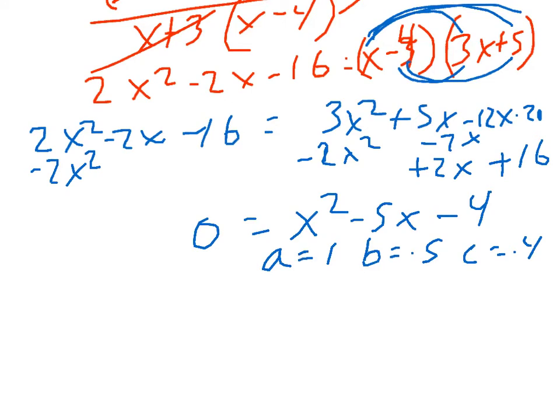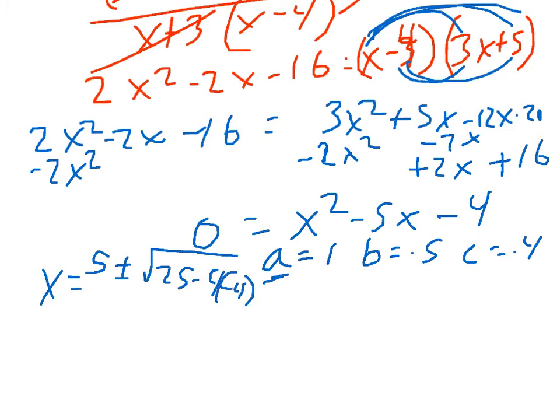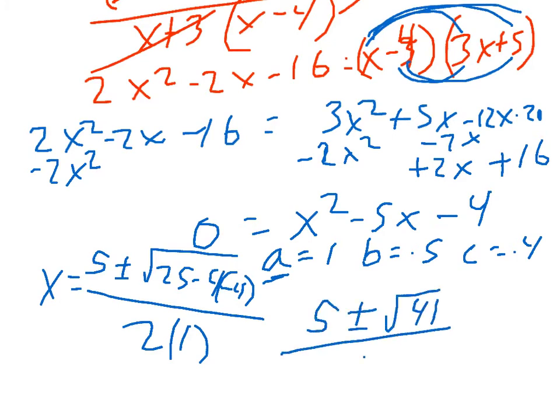Okay? And so I'm going to do, ready to sing, everybody? X equals the opposite of B plus or minus the square root of B squared minus 4A, 4A is 1, C is negative 4, all over 2 times A. And that gives me 25 plus 16 in the discriminant. And so I have the square root of 41. 5 plus or minus the square root of 41 all over 2.